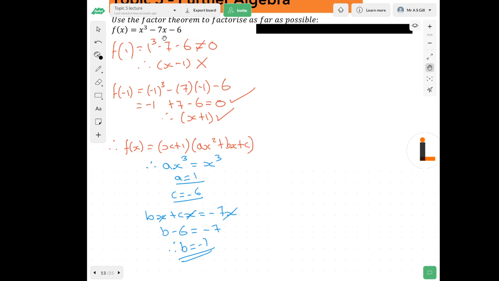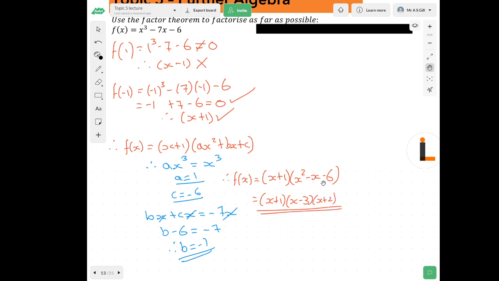So now we can go back up here and rewrite this polynomial. We can say, therefore, f of x is equal to x plus 1, x squared minus x minus 6. And then we have to check, can we factorize this quadratic further? We're going to get x plus 1. And just by looking at it, I know this is going to be x minus 3, x plus 2.